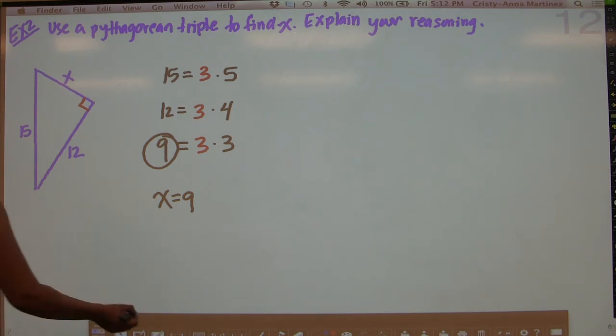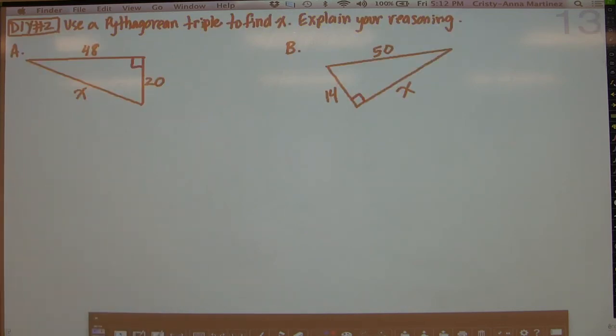Alrighty, so using the same method, we want you to try these two. And then we're going to move on to our next example.